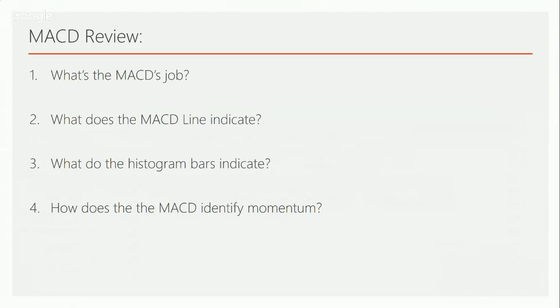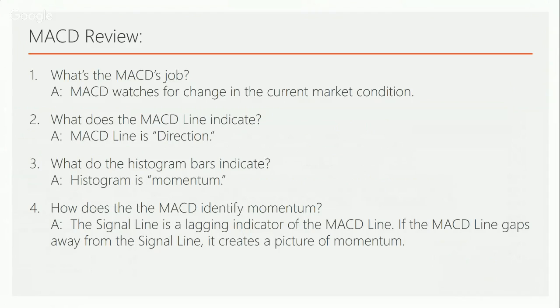All right, are you ready for the answers? Okay, so here are the answers. What is the MACD's job? MACD watches for change in the current market condition. That's it. That's the whole job of the MACD. It's not a lagging indicator. It's not just 2 EMAs crossing. It's actually crunching historic data on 4 different levels, which we're going to talk more about as we go through the series. But it all boils down to one job, and that is to watch for change in the current market condition and alert you when that's happening.